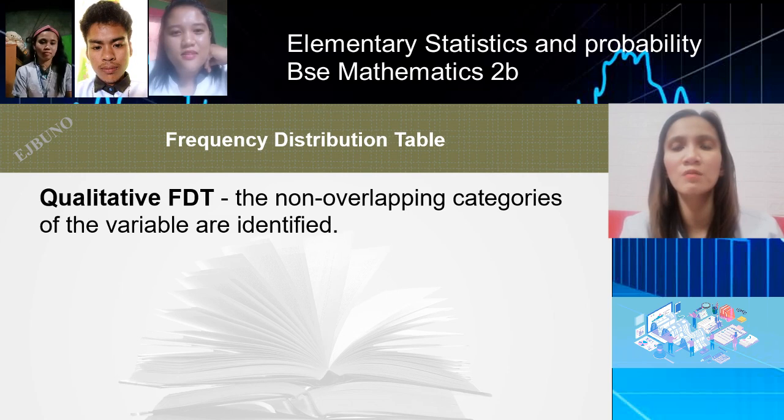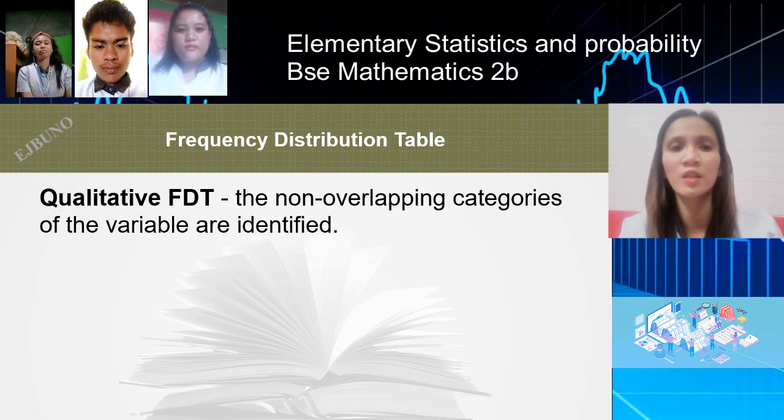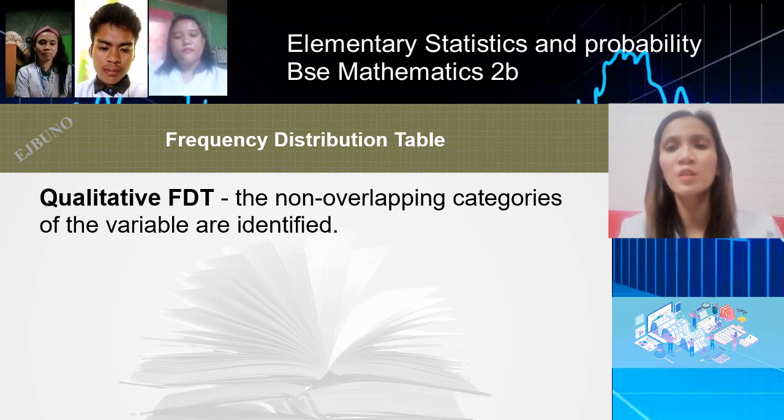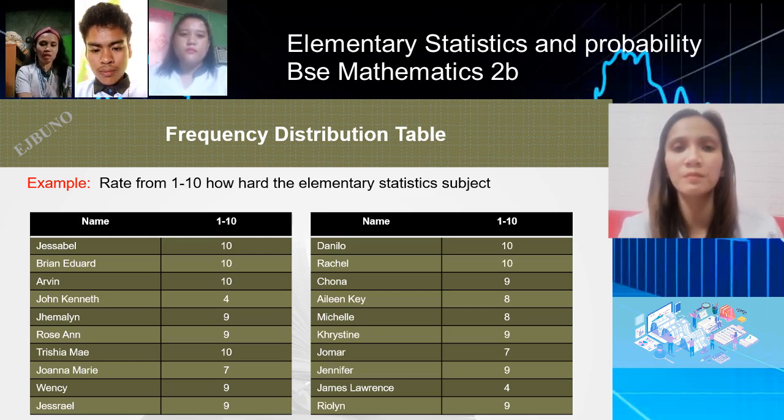Qualitative frequency distribution table. The non-overlapping categories of the variable are identified. Frequencies or percentages of observations falling into the categories are computed. The qualitative frequency distribution table is a list of all categories, names, or labels, and the number of elements that belong to each of the categories. Look at the example I provided. You can see the data of the rating of BSE students on how hard the subject of elementary statistics is.